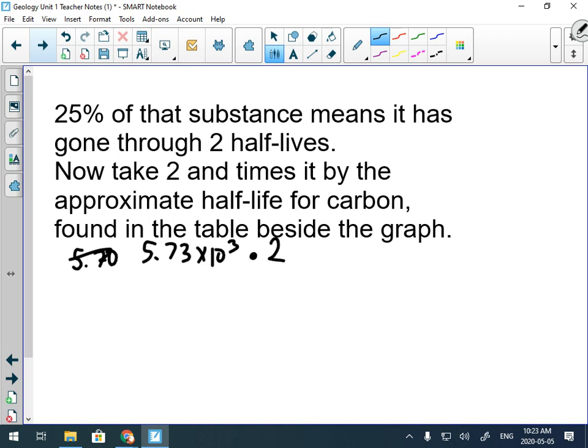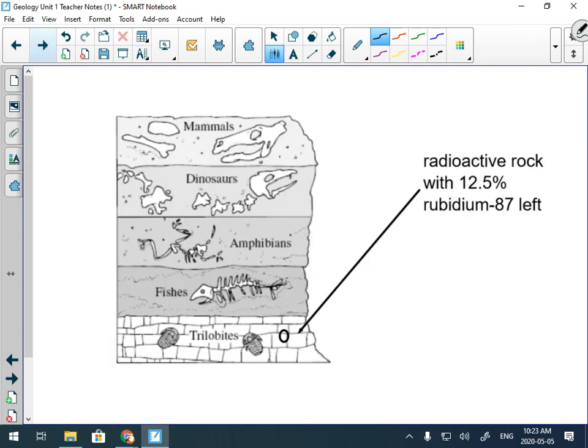I'm just going to grab my calculator real quick. So 5.73 times 10 to the 3, or remember, if you don't like that, you could write it out. That's 1, 2, 3, right? 5,730. Okay, and we multiply that by 2, we get 11,460 years. So that's how old a sample of carbon-14 is if it has 25% intensity left.